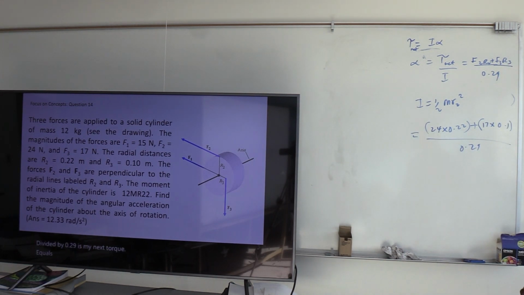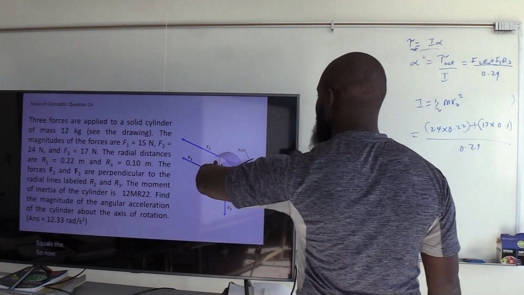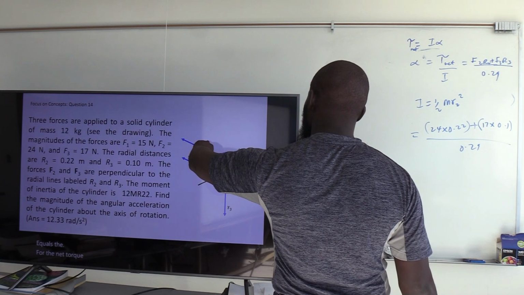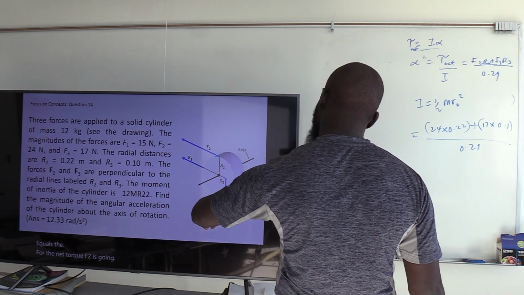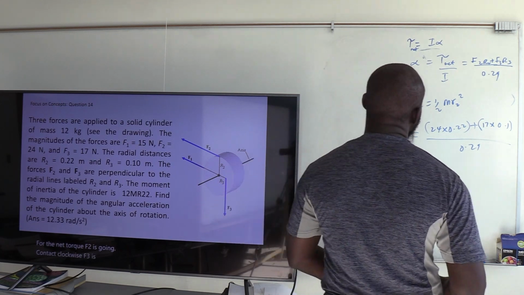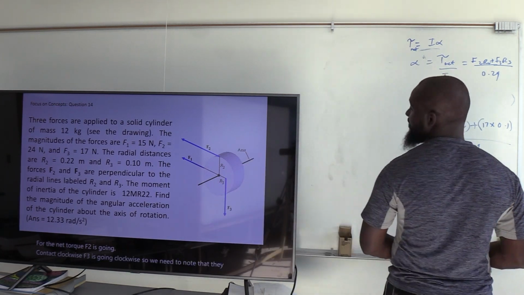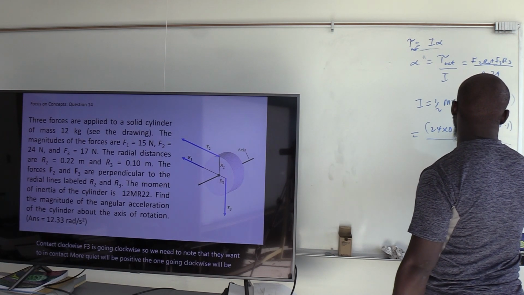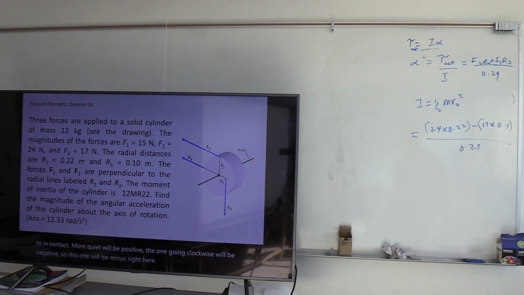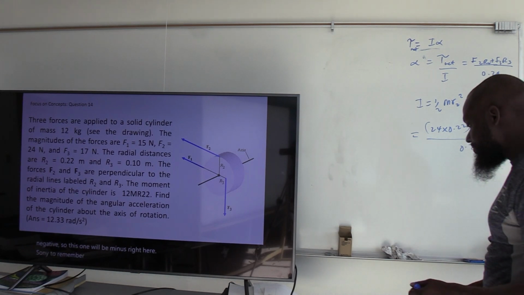Now for the net torque, F2 is going counterclockwise. F3 is going clockwise. So we need to note that. The one going counterclockwise will be positive. The one going clockwise will be negative. So this one will be minus right here. We need to remember that. So now let's solve the problem.